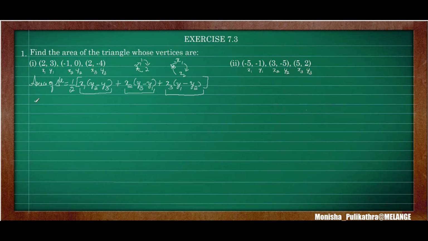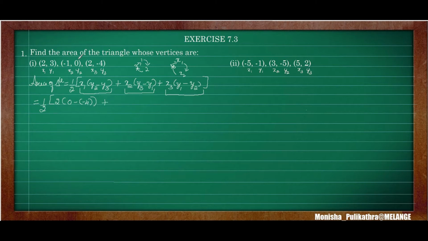After this we need to substitute it. So half into here x1 is 2 into y2. So while substituting you must be extra careful. If the substitution goes wrong, the whole problem also goes wrong. The substitution should be accurate. So y2 is 0 here, 0 minus y3 is minus 4. If there is a minus, you need to put a bracket.